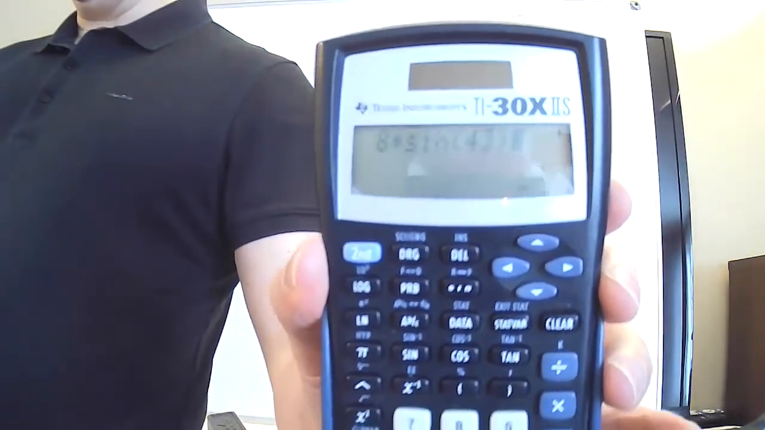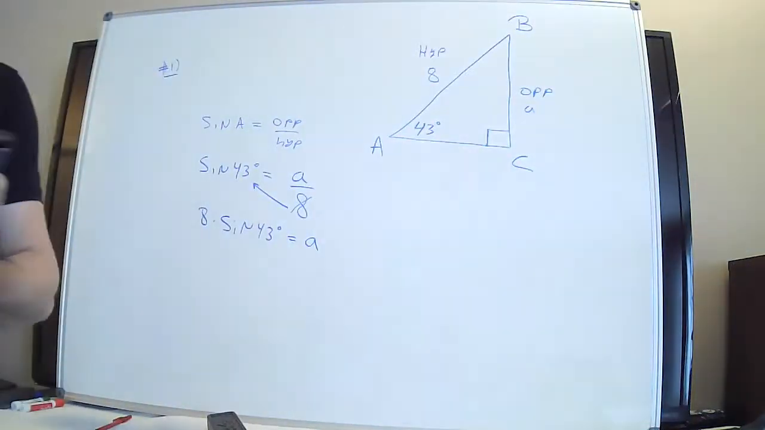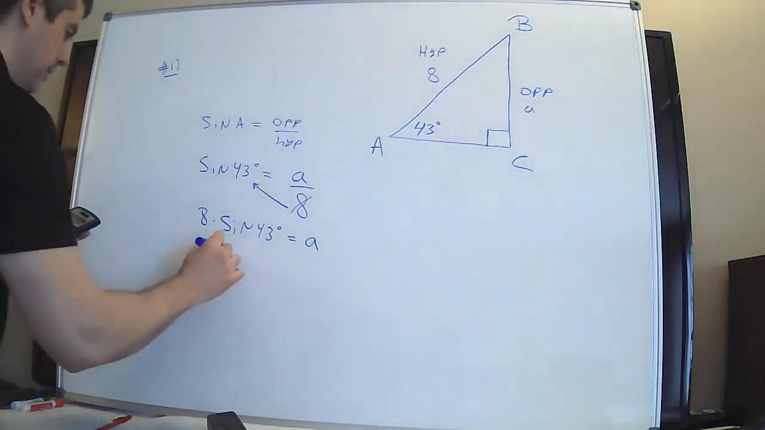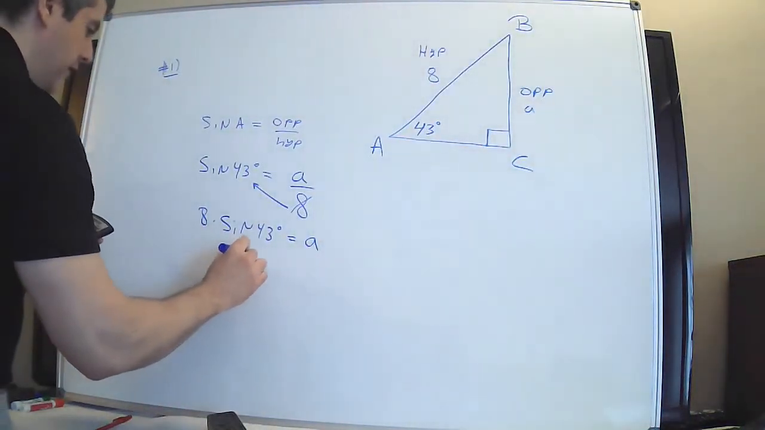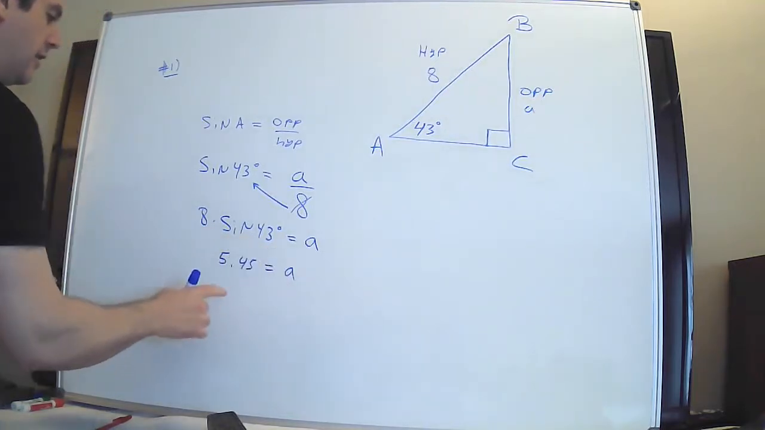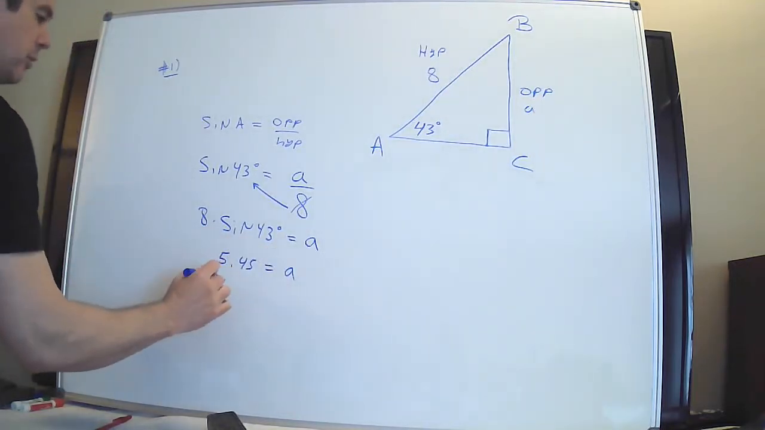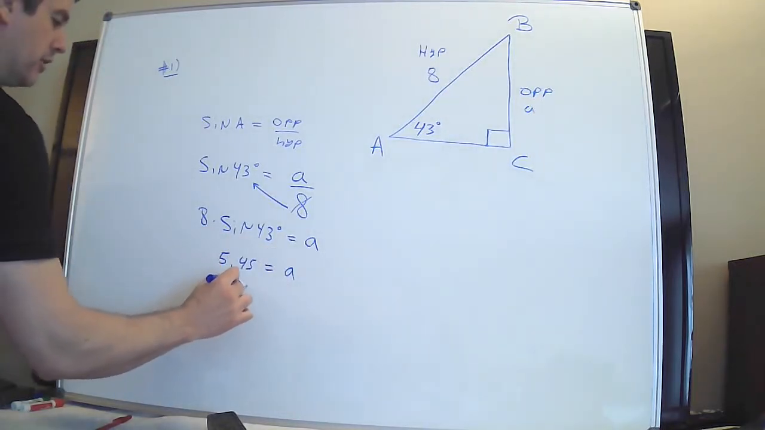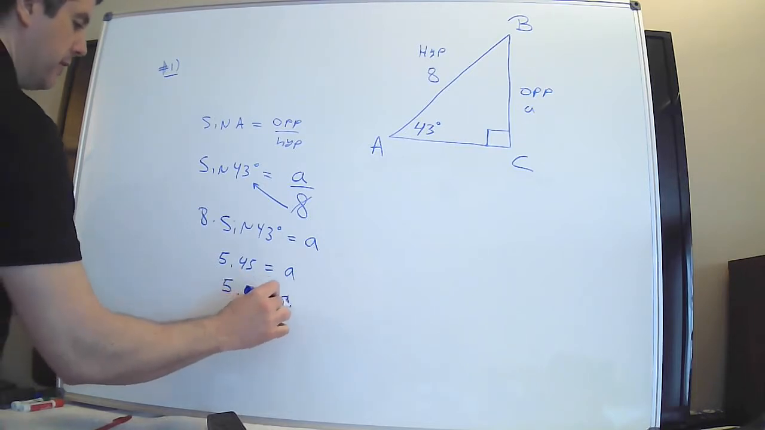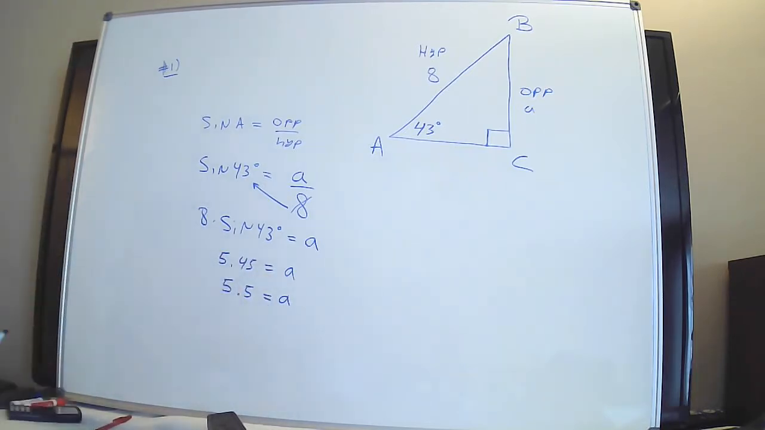Oh, glare. There we go. Better. I got 5.45. And I said round to the nearest tenth, the nearest 1 decimal place. So you round up to 5.5. So that's the first one.